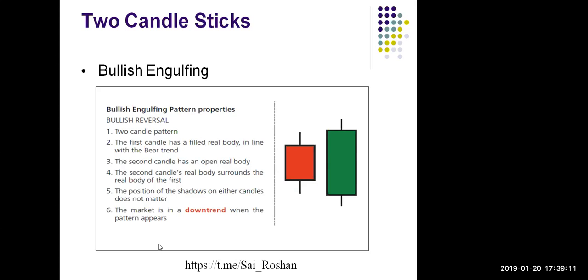You can see from the picture that the second green candle has completely engulfed the first red candle's body. Now this indicates bullishness, and this indicates a reversal, because I am finding it at the bottom of a downtrend. Position of the wicks on either candle does not matter. Please keep this in mind. It's only the bodies that you have to look at. So the second candle's real body surrounds or engulfs the real body of the first one.